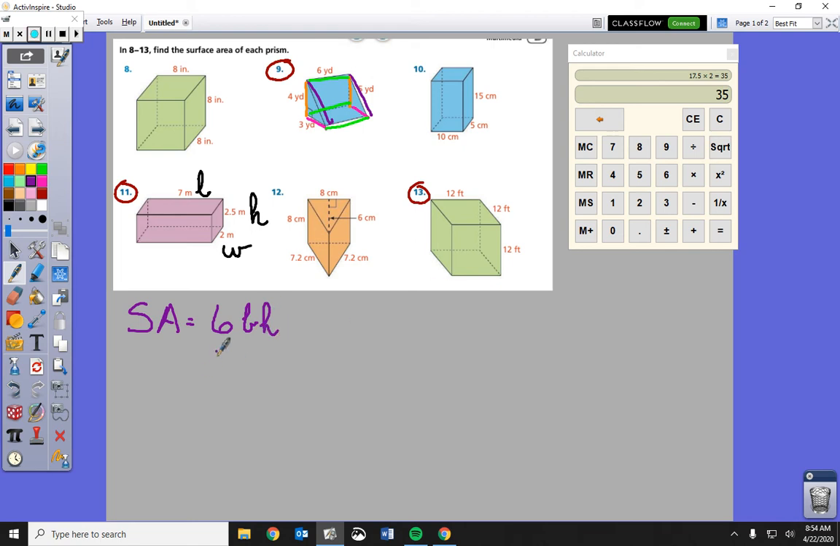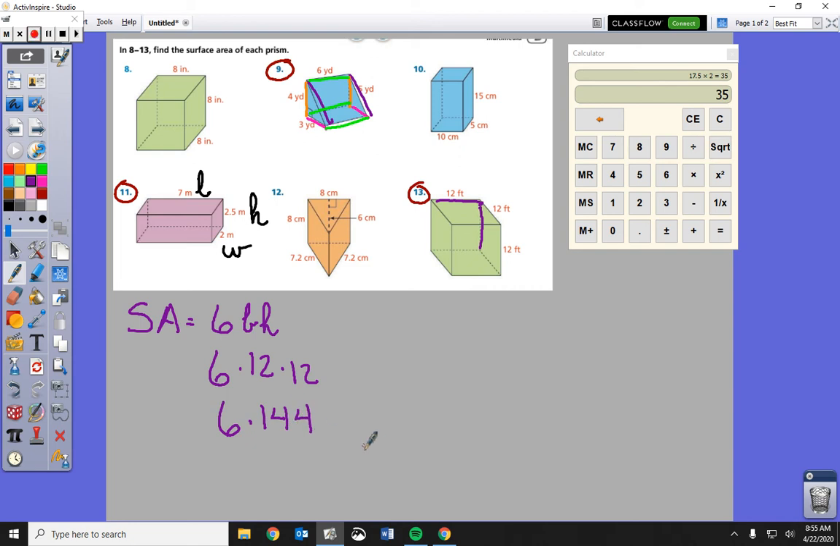Now, if I take a look, we have 6 times, we can call the base 12 times the height, which is 12. I am essentially finding the area of one face and then multiplying by 6, because there are 6 squares that make up that cube. They're all congruent. If I find the area of one of them, I just multiply it by 6. 12 times 12, the last time I checked, is 144.